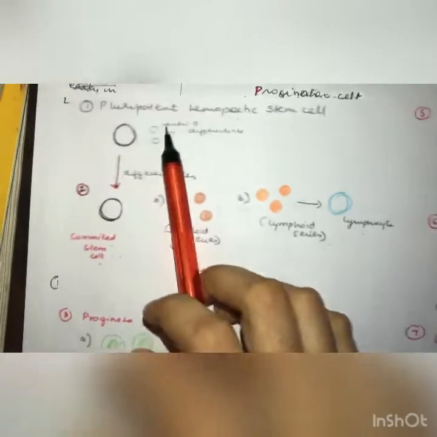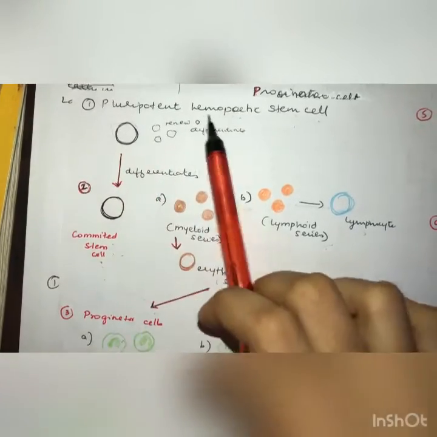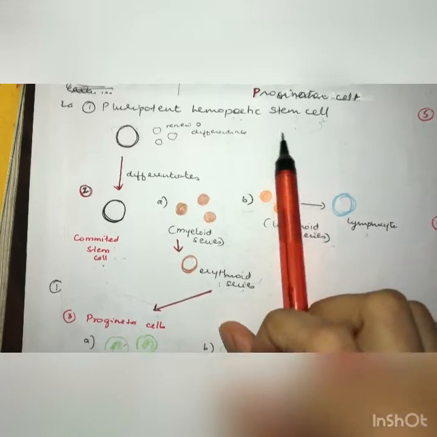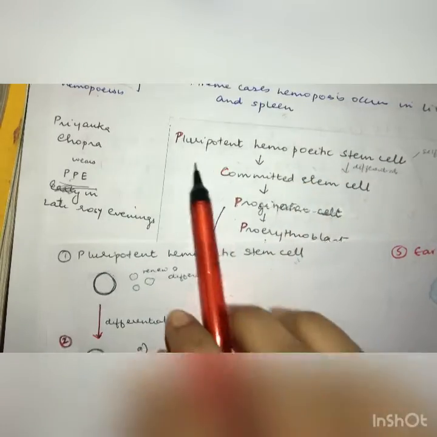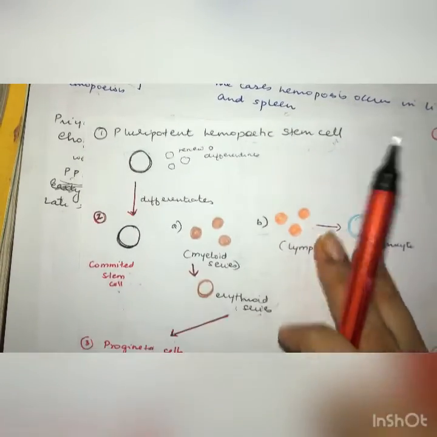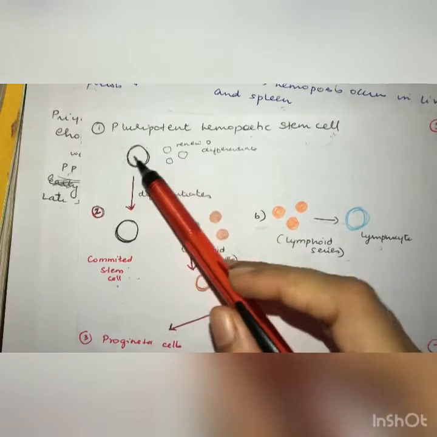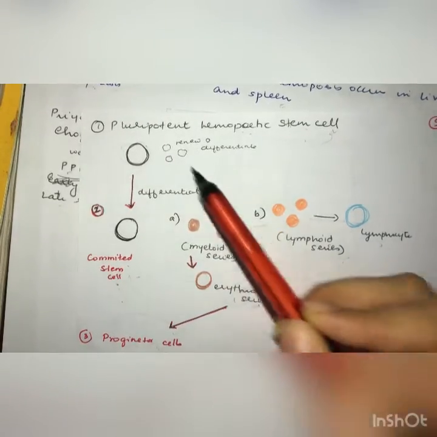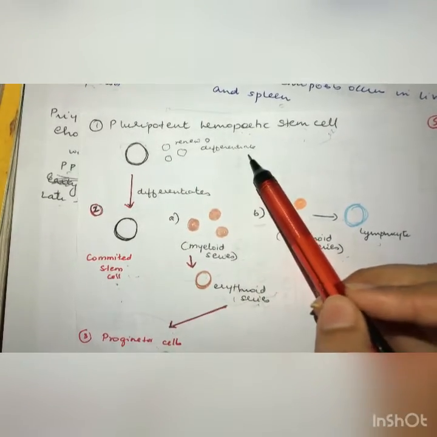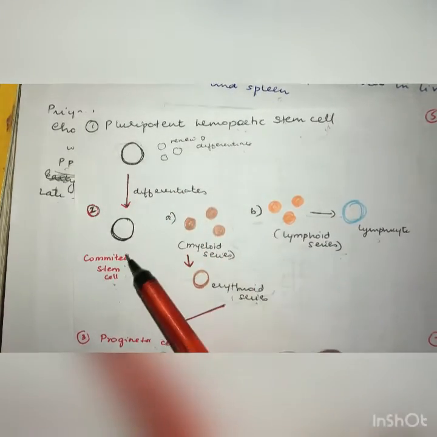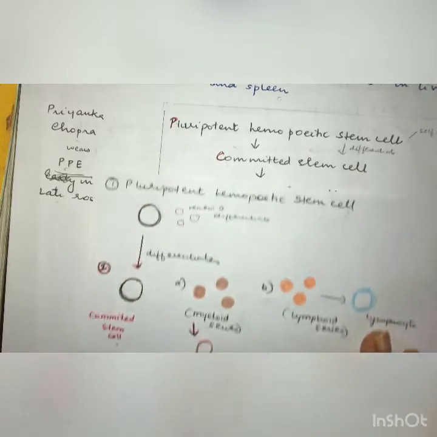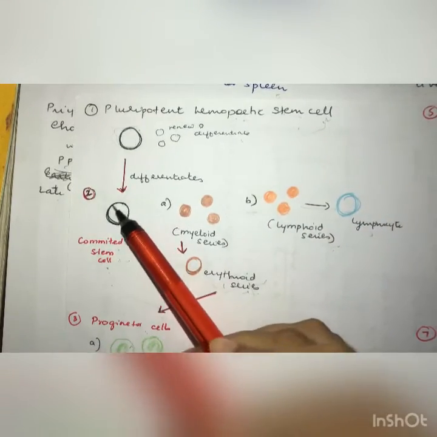So the first step, P, is pluripotent hematopoietic stem cell. Okay, just assume this is a cell. It does two things: it renews and differentiates. This cell differentiates to form the committed stem cell, which is step 2. Now let's assume this is a step.